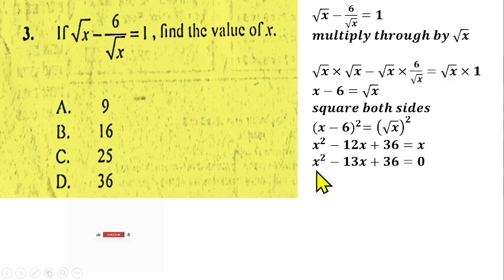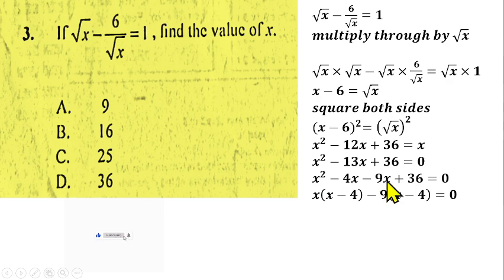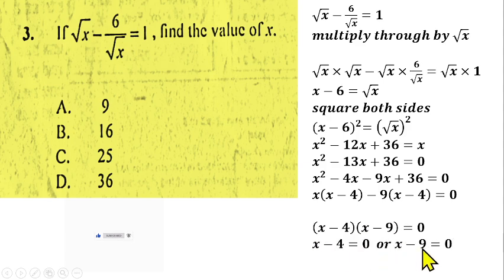This can be solved using the factorization method. Two numbers you can multiply together to give us 36, and when you add them together give us minus 13, should be minus 9 and minus 4. So you'll have x squared minus 4x minus 9x plus 36 equals 0. Factorize x into x minus 4. Then minus 9 is common here: minus 9 into x minus 4 equals 0. So you'll have (x minus 4)(x minus 9) equals 0. It means that x minus 4 equals 0 or x minus 9 equals 0. So x will be equal to 4 or x equals 9.